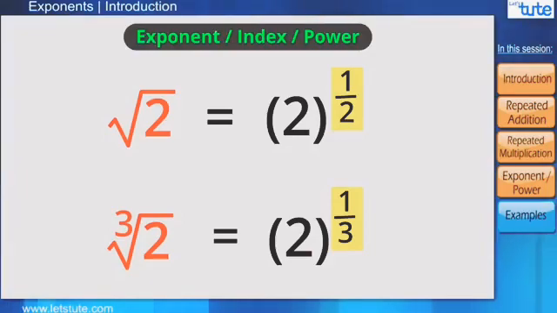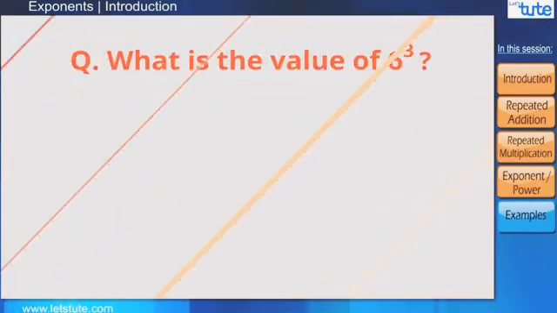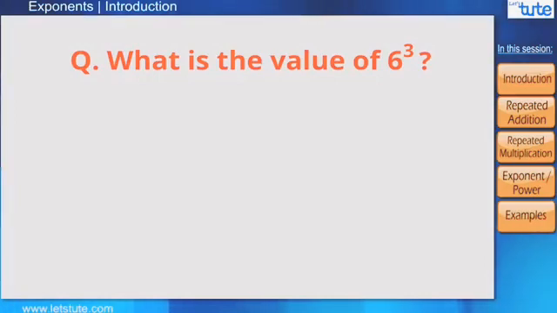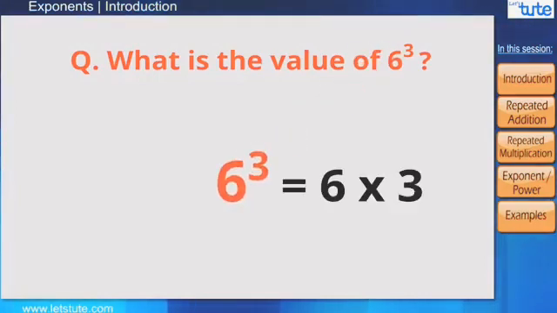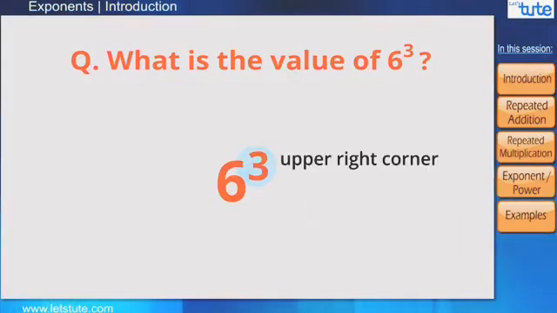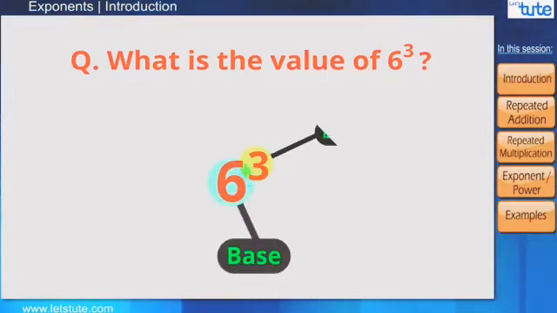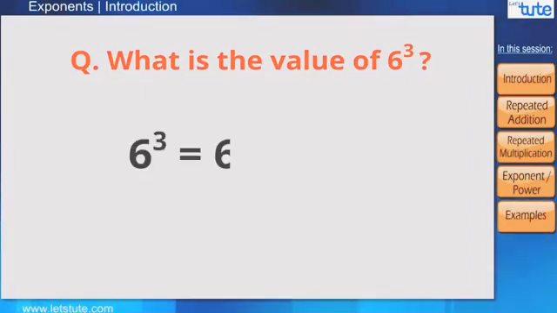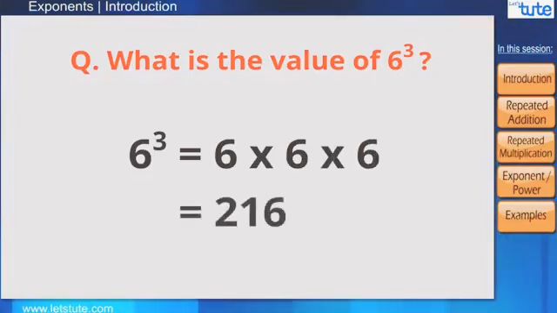Let us solve some examples. What is the value of 6 to the power 3? It's simple, we just have to multiply 6 into 3. Oh wait, no, if we see carefully, 3 is above upper right corner of 6. So here base is 6 and exponent is 3. That is 6 is multiplied by itself for 3 times. Therefore 6 into 6 into 6 equal to 216.